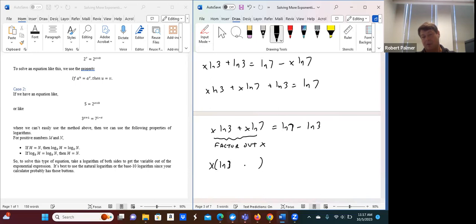3 plus the natural log of 7. You can check that if you want. So remember, you always check, multiply it back through. If you distribute the x, you get this. Now, the right side is still the same for now.